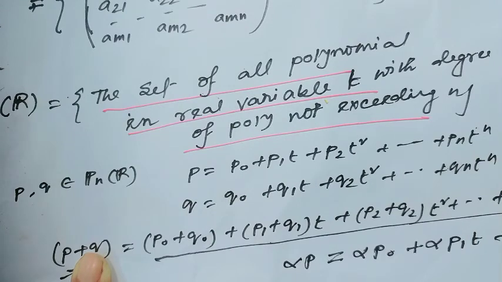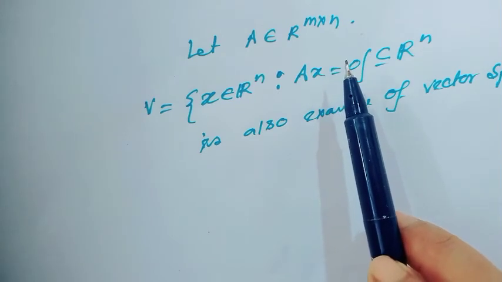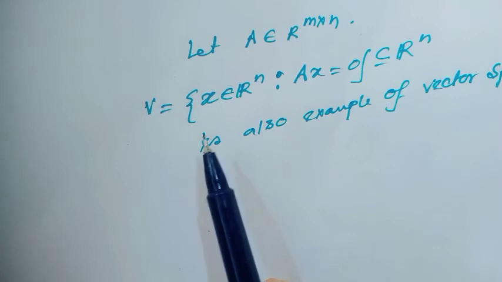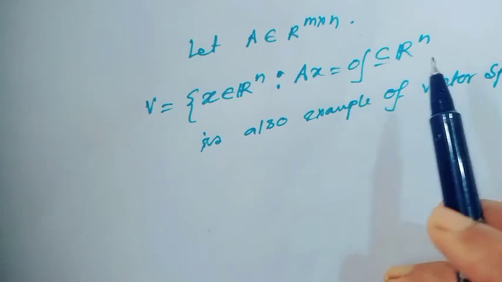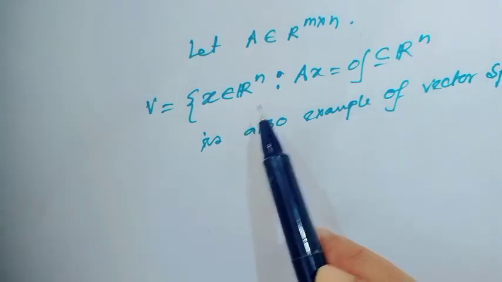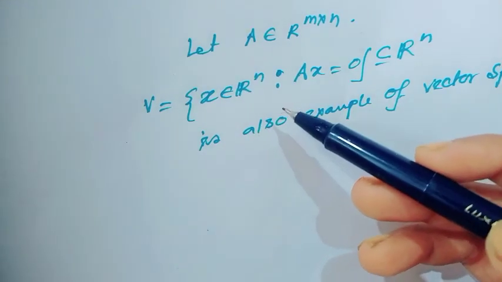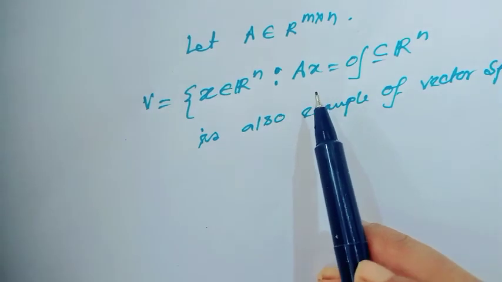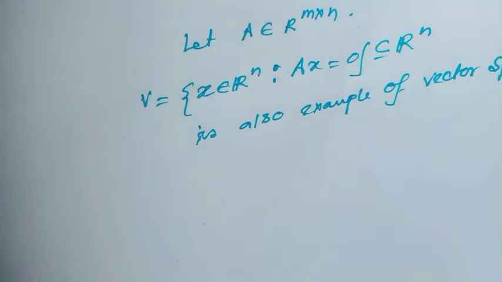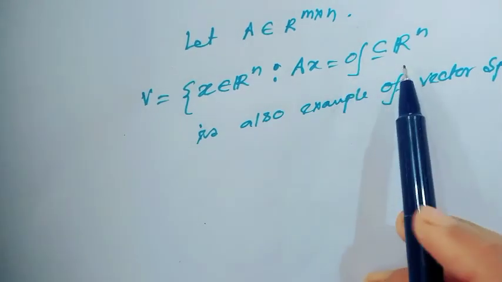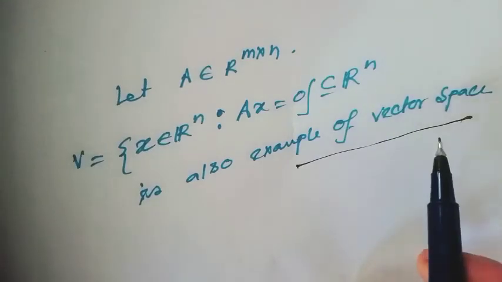Are you getting? Next example, A is a set of all m cross n matrices. Here the space is defined as x belongs to R^n such that Ax equals 0. That means here x stands for any vector, a column vector. Here the solution is Ax equals 0. That means here the 0 means m zeros. And obviously this is a subset of R^n. Since this is a subset of R^n, obviously this is a vector space.